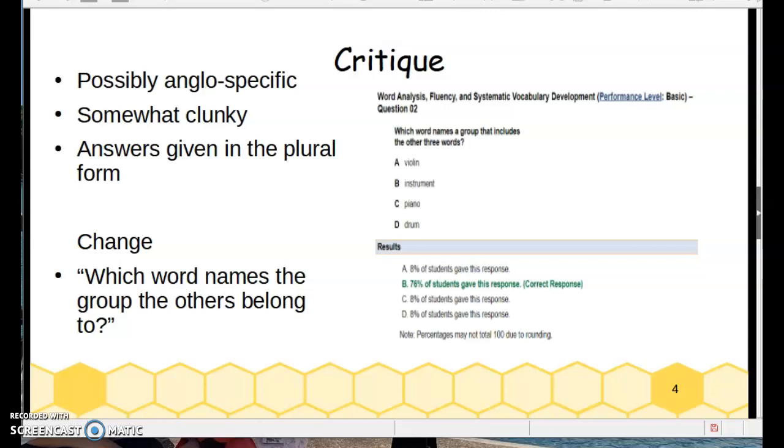I feel the question is a little clunky, so I would opt to change it to, which word names the group that the others belong to? I would also consider making all of the options plural, because instrument is singular and a group would imply it to be plural. That may be a little bit confusing. However, if you change only instrument to instruments, the question would be too obvious, and this is a vocabulary question, so I would make all of them plural.